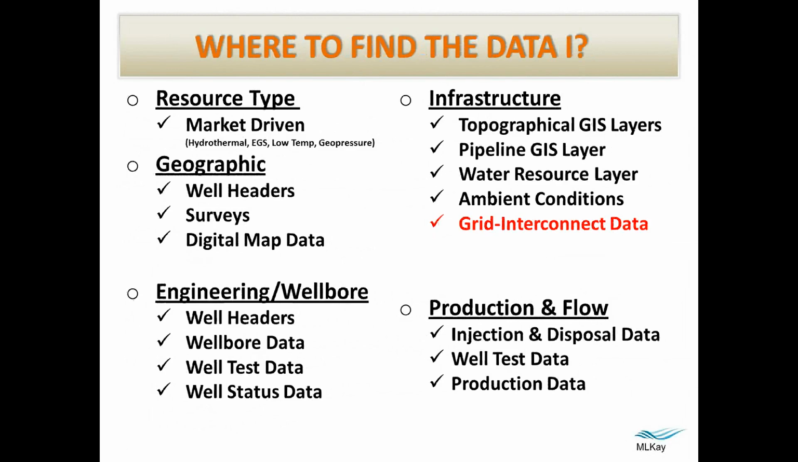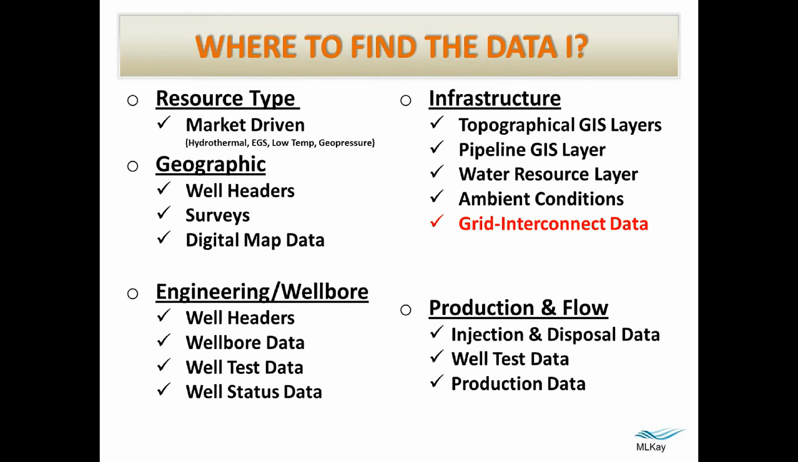So the first one is the resource type. And as I said before, this is really market-driven. So you need to know the resource that is most likely in your state. Is it hydrothermal? EGS could, in theory, be anywhere. There are places that are more economic and less economic right now, but also low temperature or geopressure. There can be some other types of resources that are interesting, but I think those are the 4 resources, and they're not mutually exclusive, but it's nice to actually know what you're potentially looking for.